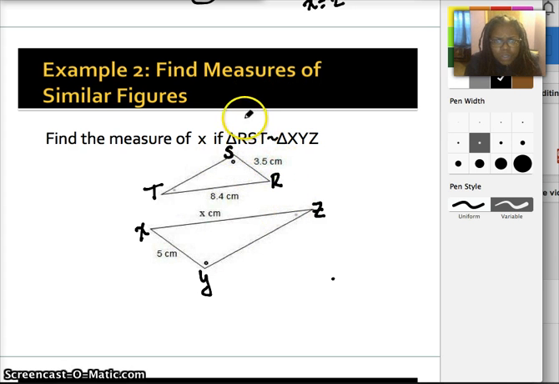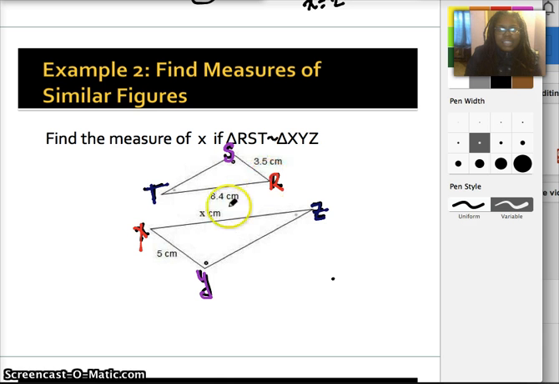I had forgotten to put the labels on the vertices, but RST is similar to XYZ, and the order with which they are named and the motion that I'm going in is going to indicate where the corresponding sides are. So I could also use color to help illustrate this. R is to X, right? And I'm looking at the order here. R is to X as S is to Y as T is to Z.